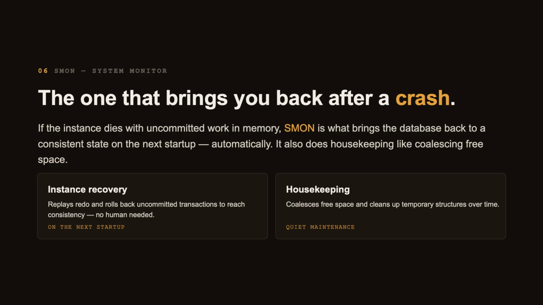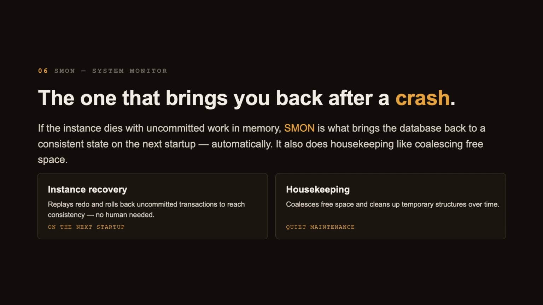If the instance died suddenly, a power loss, an abort, there was probably uncommitted work sitting in memory, and the data files were left in an inconsistent state. When the database next starts, SMON automatically performs instance recovery. It replays the necessary redo and rolls back any uncommitted transactions until the database is consistent again. And it does all of that with no human intervention.